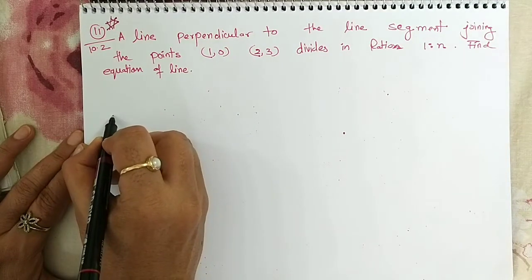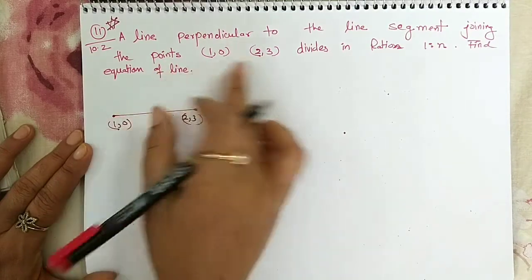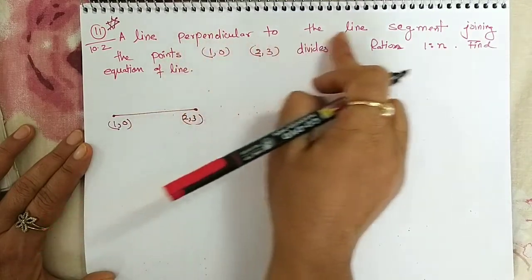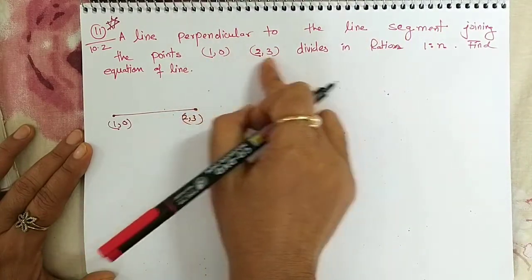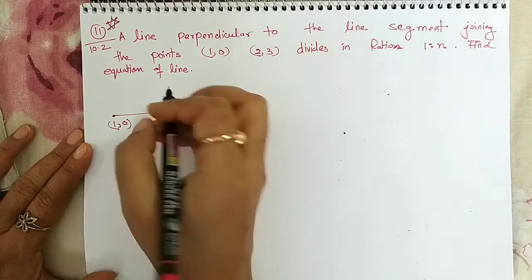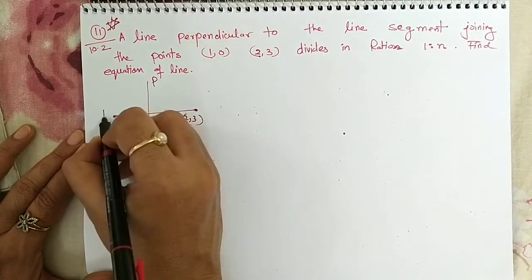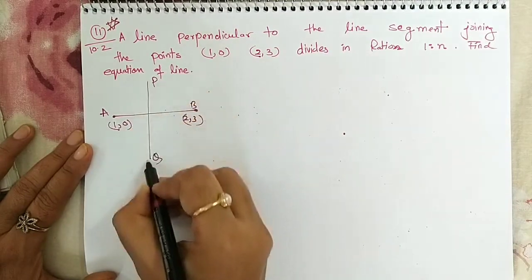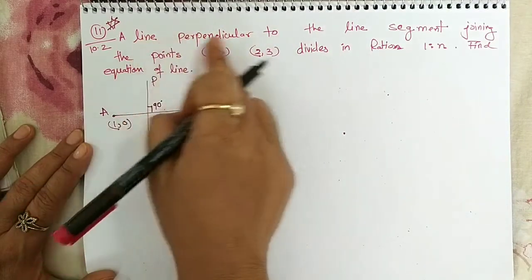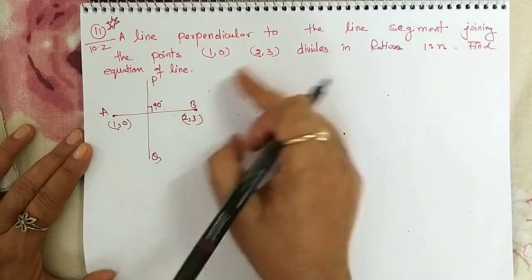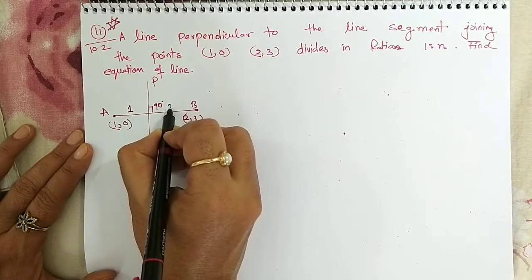They are saying there is one line segment which passes through 1, 0 and 2, 3. Okay, and the line which we are interested in is perpendicular to this line segment and dividing it in this ratio. Means the line that we are interested in is, suppose, PQ and the points given are A and B. So this line is perpendicular to AB. They are saying a line is perpendicular to the line segment joining these two. So this is perpendicular and it is dividing in the ratio 1:n.